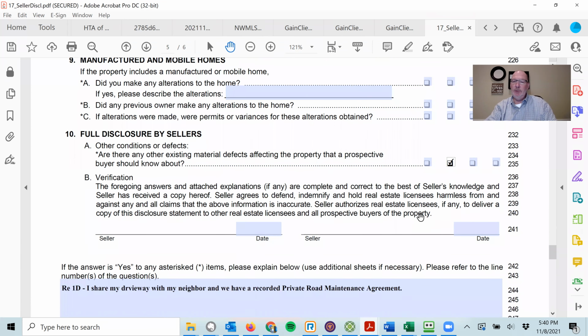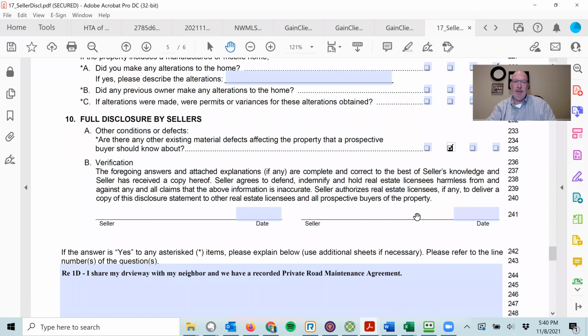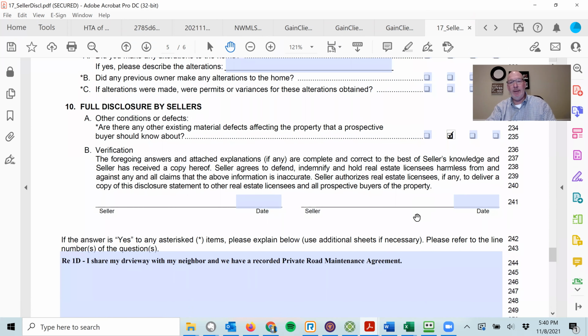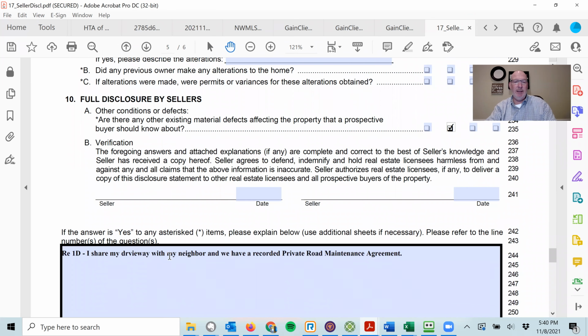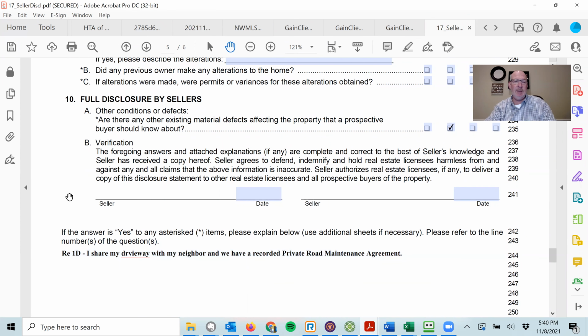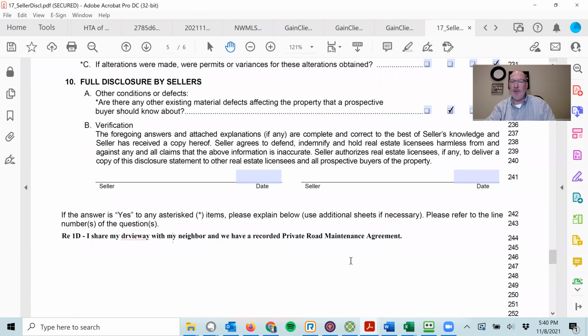So you're coaching them not to guess. It's understood they're not going to lie. And then you're going to explain anything that had an asterisk next to it down here at the bottom of page 5. And then they initial every page, but they sign page 5.